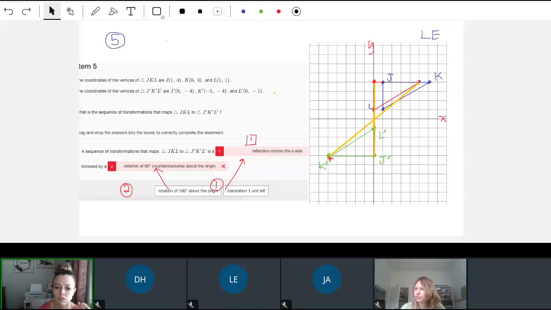So number 1, the first thing you would do would be translation 1 unit left. Number 2, rotation 180 degrees about the origin. Okay, like I said, this is one of the most difficult questions on the test.